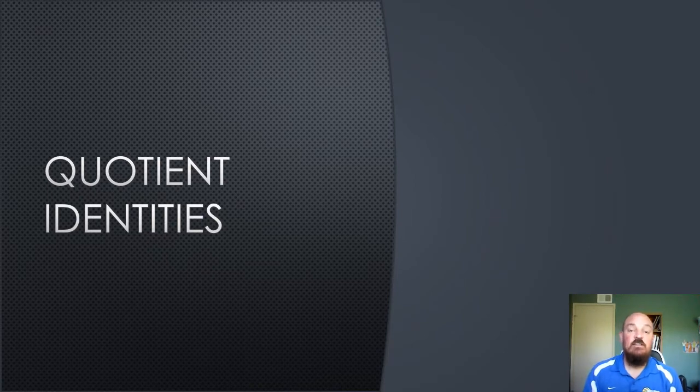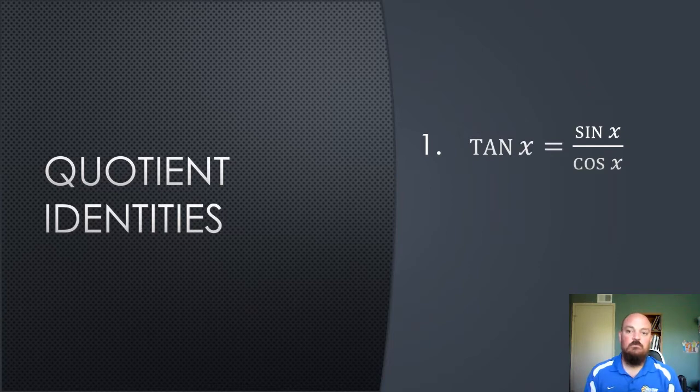All right, our next set of identities is the quotient identities. The first one is a very fundamental one we use all the time. We say tangent x is sine x over cosine x. But we also have one for cotangent. This one we don't use quite as often, but we definitely want to know this one too.